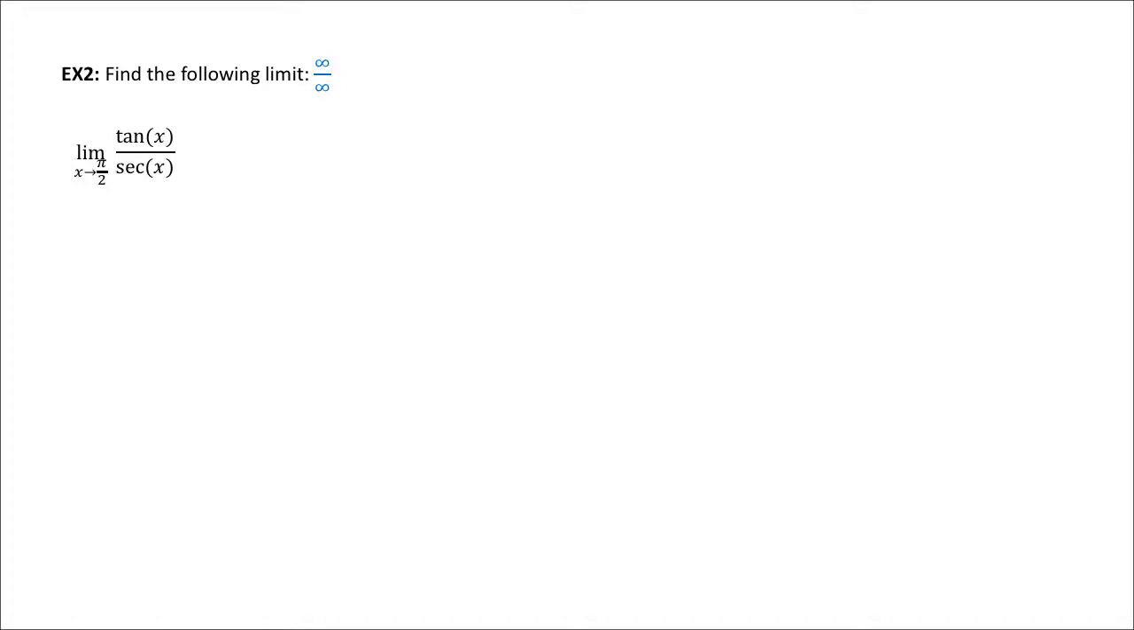The way that I will demonstrate this is by looking at the graphs of tangent and secant so that you really see what happens. If you try to do a substitution, tangent of pi over 2, secant of pi over 2, you're going to have to remember that these graphs, both tangent and secant, have vertical asymptotes at pi over 2. And this is why you're getting the infinity over infinity. So let's look at the graphs.